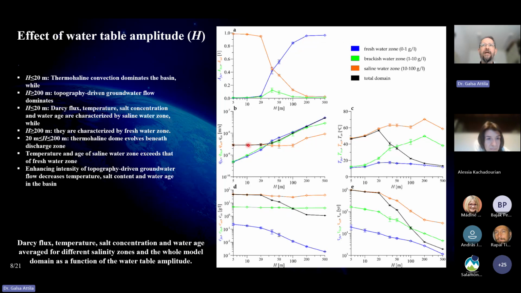So in the thermohaline layer mode, the Darcy flux, the temperature, the solute concentration, and the water age averaged for the total model domain are characterized by the saline water zone. This is the orange curve. However, if the water table amplitude is increased, the flow in the basin speeds up, becomes more intense, leading to reduced temperature, reduced salt concentration, and decreased water age by almost 3 orders of magnitude.